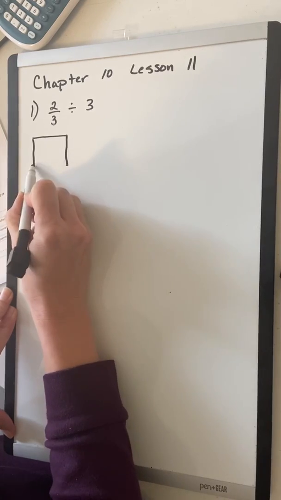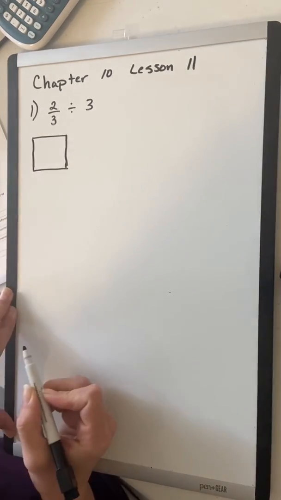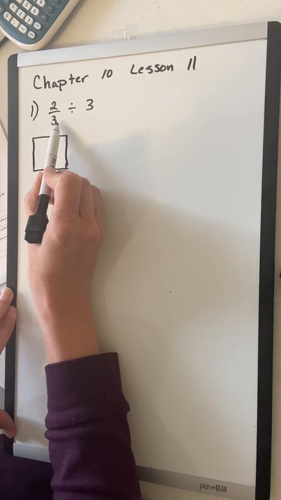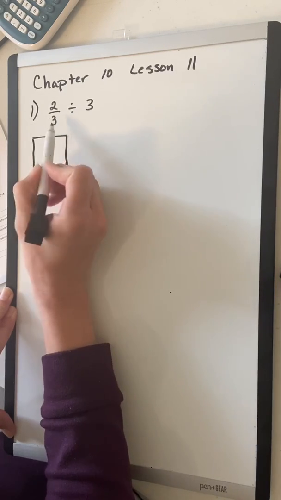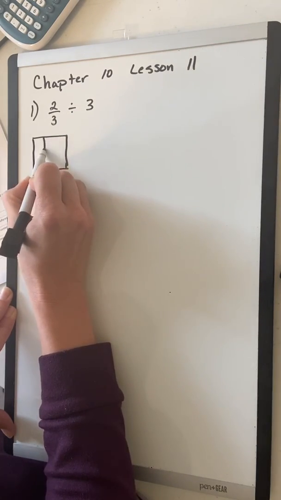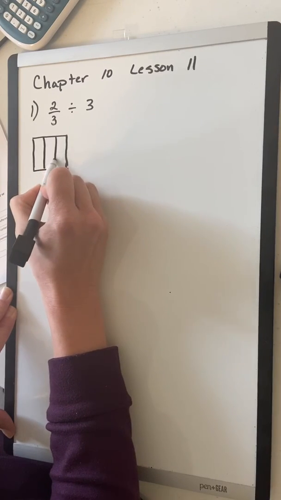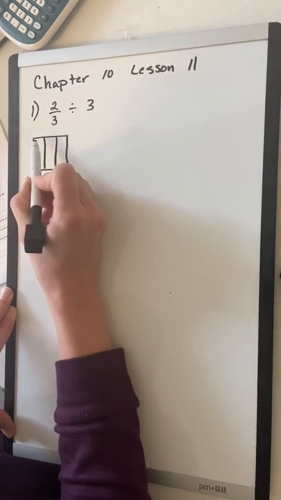I tend to always use a square. Now that square is going to represent my whole, and I'm going to divide it into 2/3. So we always divide by the number that's in the bottom. So we draw bars just to split this into thirds. And we need to shade 2/3 of it.